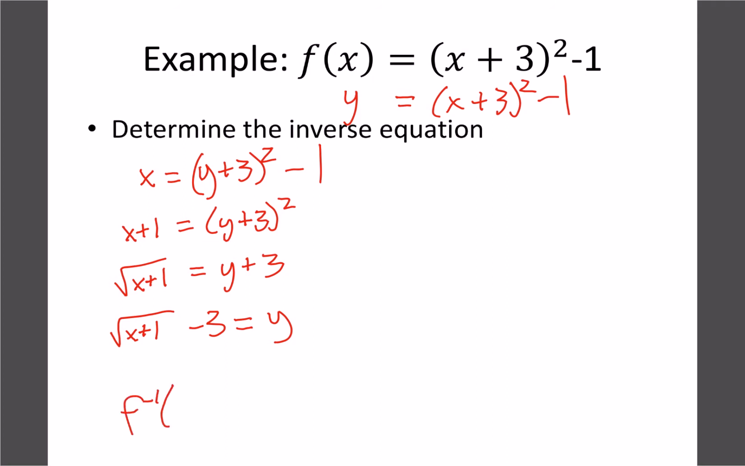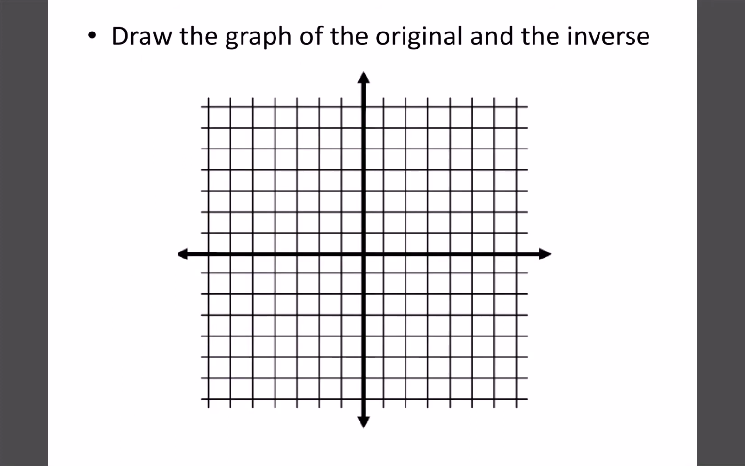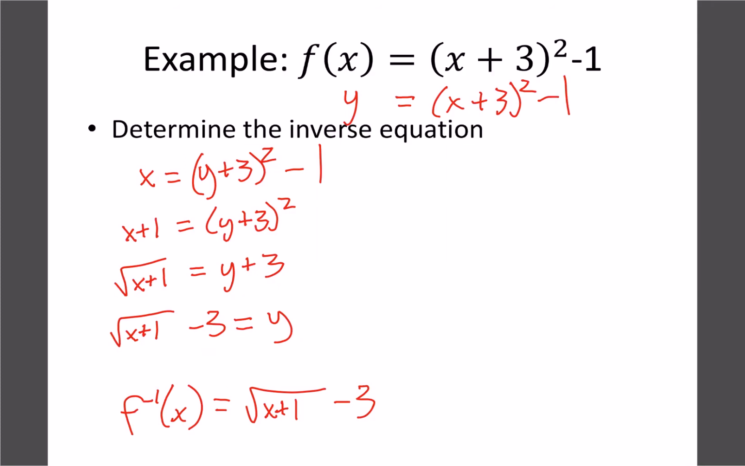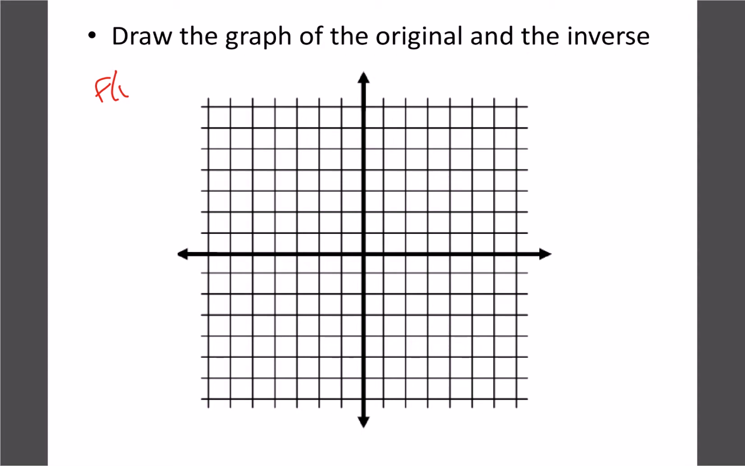So that should be our inverse function. So square root x plus 1 minus 3. So now this is where we have an issue. If we were to look at the original graph, so our original, let's rewrite them on the next page here. Our original was x plus 3 squared minus 1. Okay, so let's sketch that one first. So that one will be 3 left and 1 down, so it'll be something like this. So we should have a quadratic that looks something like that for our original graph.